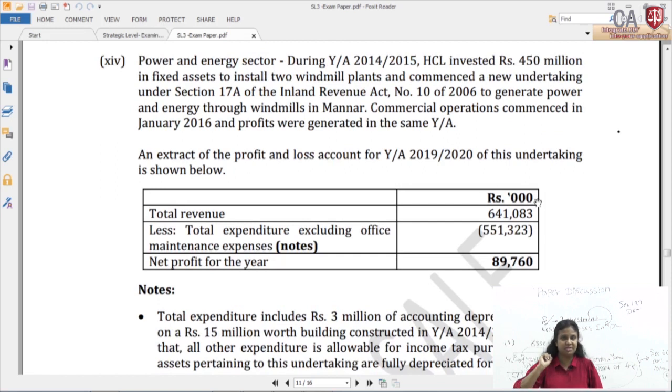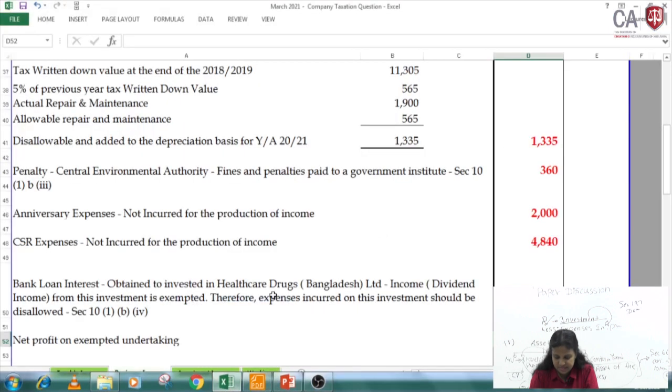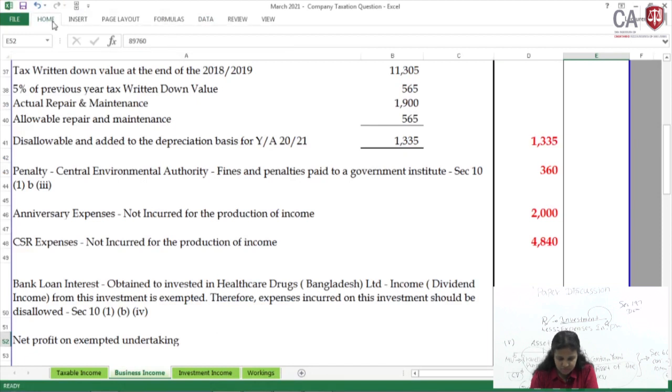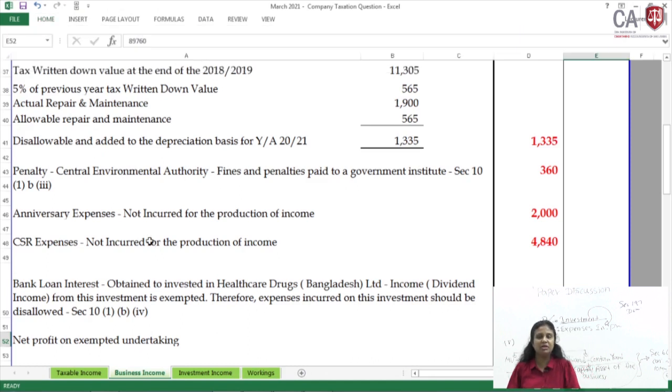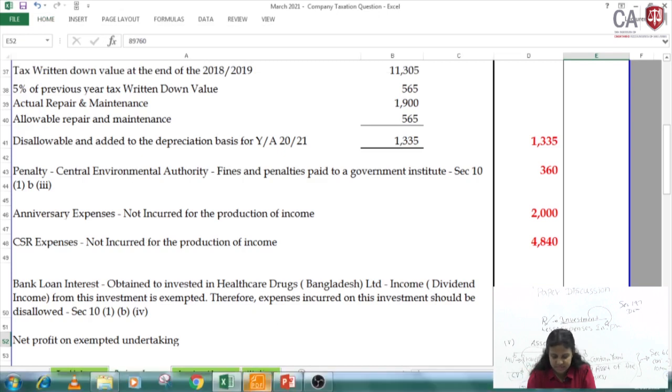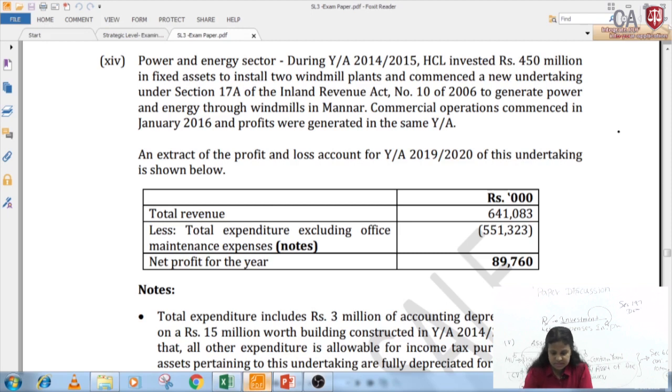When computing our profit before tax, this has also been included. That's the first thing. Then you have to remove this 89,760 from the business income calculation, because it has already been included in the profit before tax. We cannot separately take it, it should be included in the profit before tax. That's why the separate note has been given in the examination paper. The extract of the profit and loss for this one is separately given, but it is included in the profit before tax. Then we need to remove it.